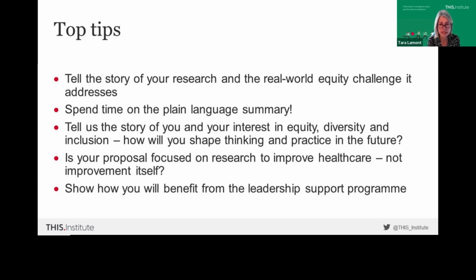And then lastly, and Fiona's just going to talk us through briefly our leadership support program, but it is a fantastic personalized program of coaching, peer learning, and opportunities to join together with this community of improvement fellows. So we really want to know that you are open to developing skills and developing community in that way.